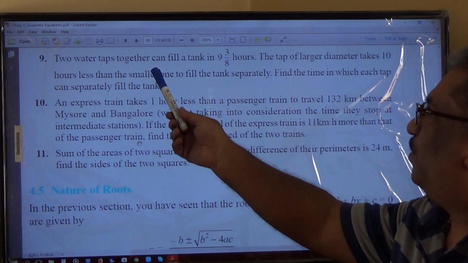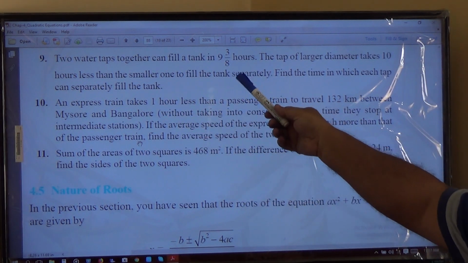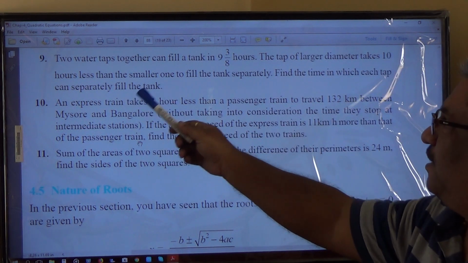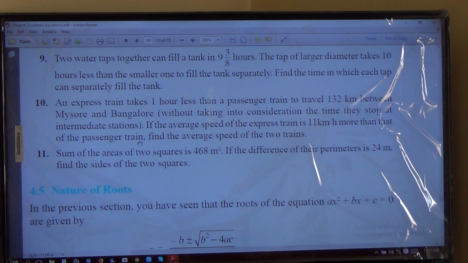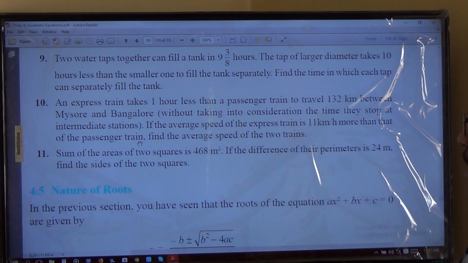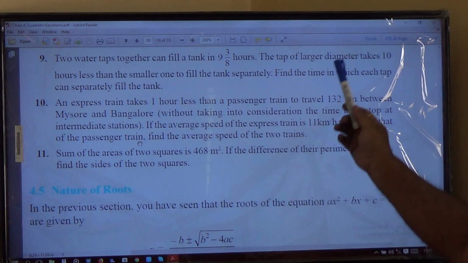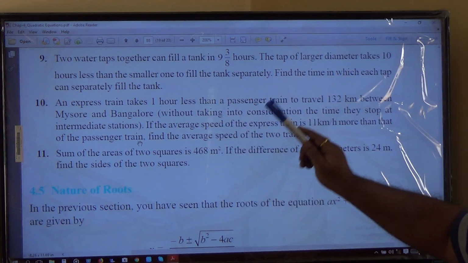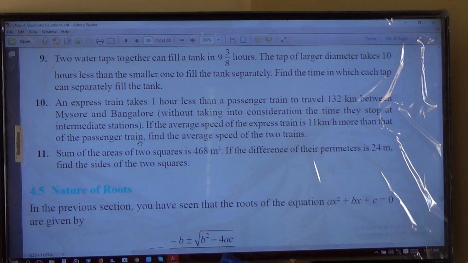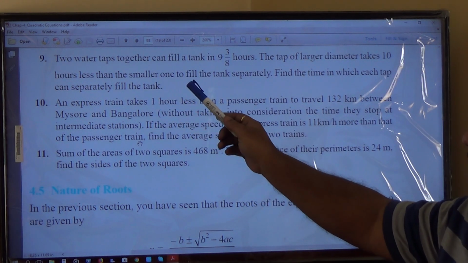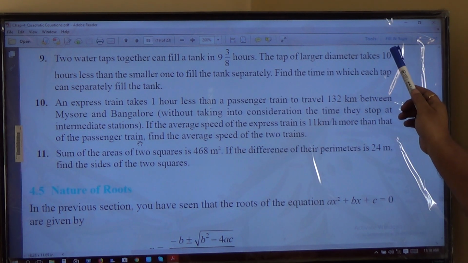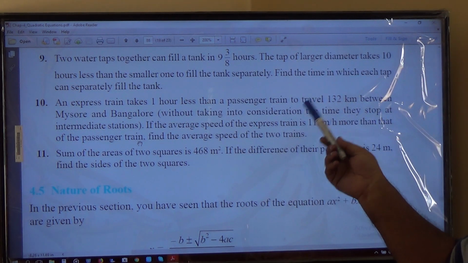Two water taps together can fill a tank in 9 integer 3 by 8 hours. The tap of larger diameter takes 10 hours less than the smaller one to fill the tank separately. Find the time in which each tap can fill the tank separately. So there are two pipes here, larger diameter and smaller diameter. Let the time taken by the smaller diameter pipe be x. The time taken by the larger diameter will be x minus 10.